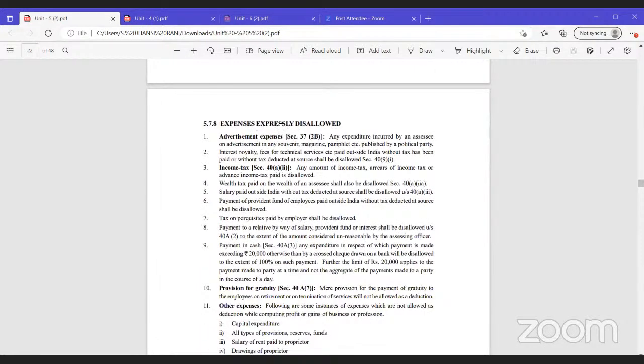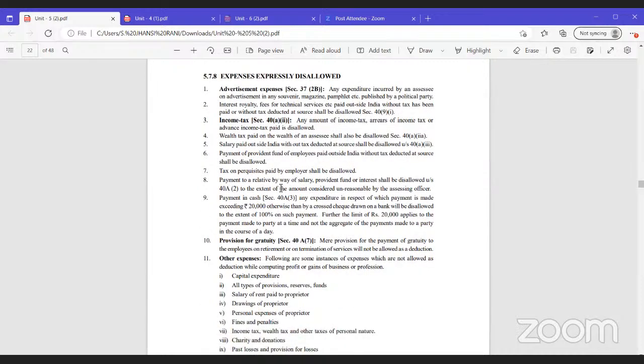Next, expenses expressly disallowed. These are inadmissible expenses, so all these come under inadmissible expenses. Advertisement in souvenir or magazine of a political party, interest, royalty, fees for technical services, income tax, arrears of income tax, wealth tax paid, salary paid outside India. If the employee is outside India, then it is not a business expenditure, because he is not our employee, he is an employee for another country. There he will be taxed. So also payment of provident fund of employees paid outside India.